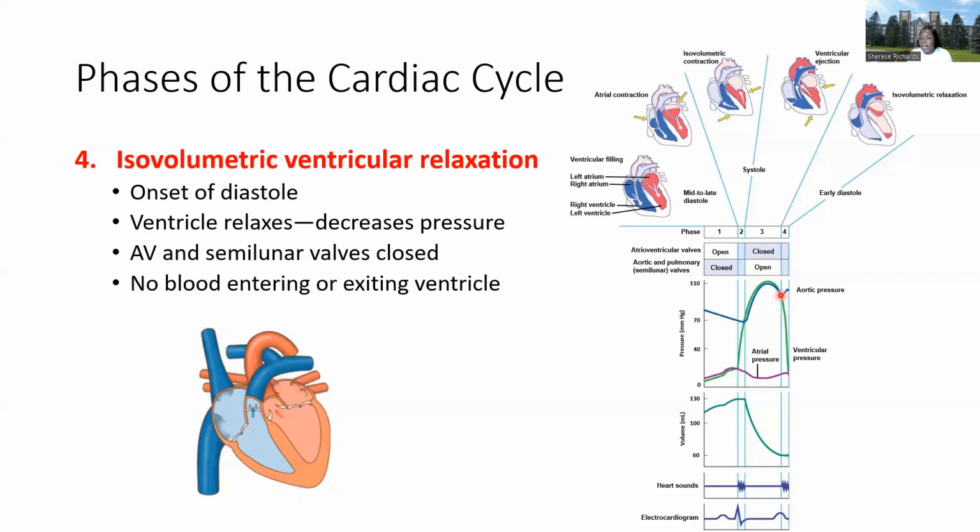So as the semilunar valves close in between phase 3 and phase 4, when that last bit of blood that has left the ventricle hits against the back of the closing valves, that causes a spike in the aortic pressure, which is what we see here.